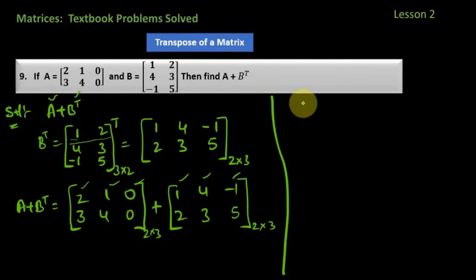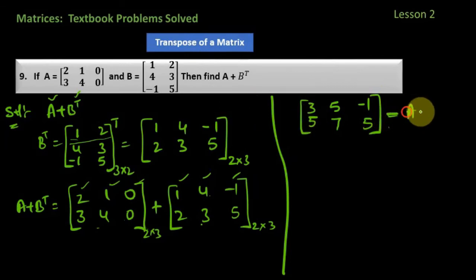Anyhow, here I will solve. The first value will be 2 plus 1 is 3. Right? Similarly, second element with second element, 1 plus 4 is 5. Last, 0 plus -1 is -1 itself. Right? So here 3 plus 2 is 5, 4 plus 3 is 7, similarly 0 plus 5 is 5. That's it. Okay, this is the value of A plus B transpose.